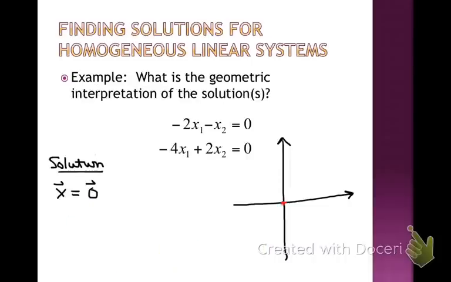So the graph of this solution is kind of obvious and simple, and that is that when you have the solution x equal to 0, you're just graphing a point. So the solution set for this case is simply the origin, or the point 0, 0.